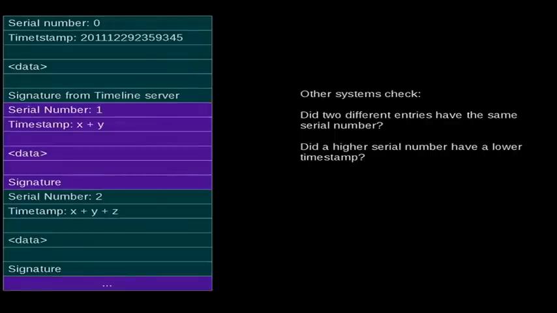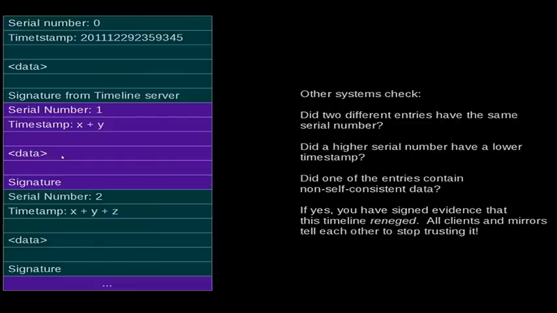Did the monotonicity of these timestamps get violated? Did you have a higher serial number with a lower timestamp? If yes, that's signed evidence that this timeline was bad, so everyone stops trusting it. Did one of these entries contain semantically self-inconsistent data? If yes, then again, that's evidence that the timeline was bad, and everyone stops trusting it. And then you have a little peer-to-peer protocol for the mirroring servers and the clients that rely on this stuff to spot these.